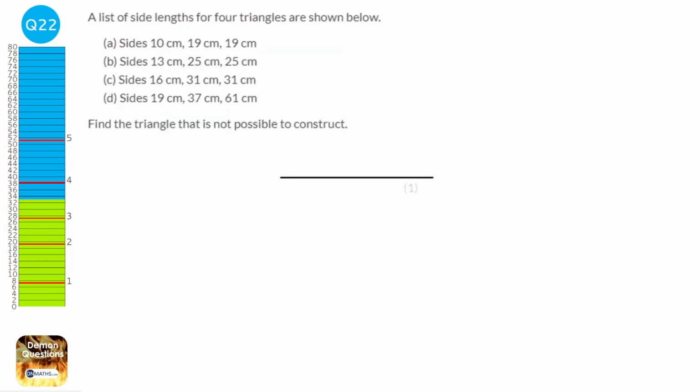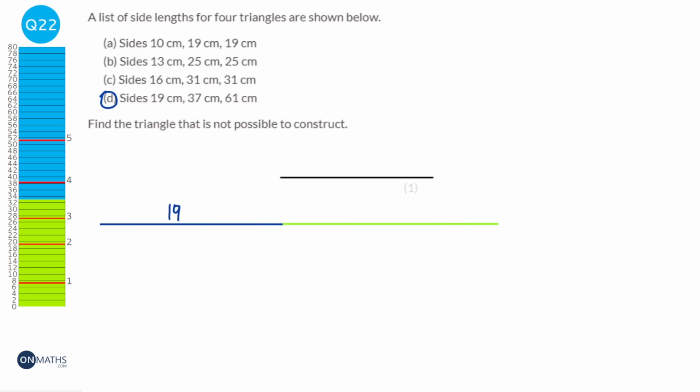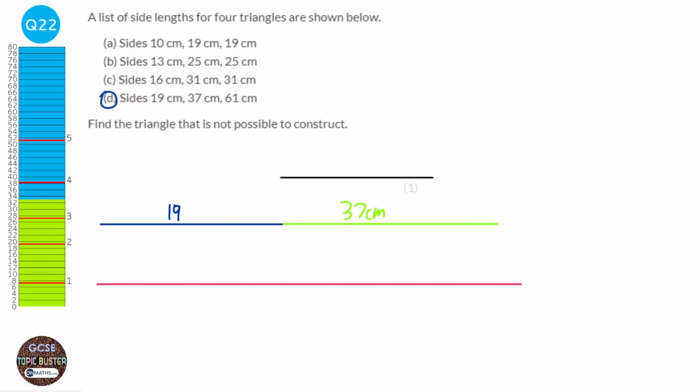For each of these options, try and construct in your head the triangles that would be made from these lengths. I'm going to give an example for option D, and I'm going to construct my triangle just with sticks. So we're going to start off with our first stick, which is 19 centimeters. Then we're going to do another stick, which is 37 centimeters. And we've got one last stick, which is 61 centimeters.